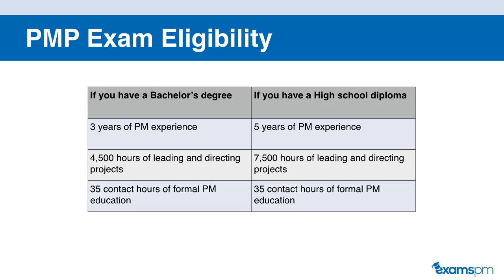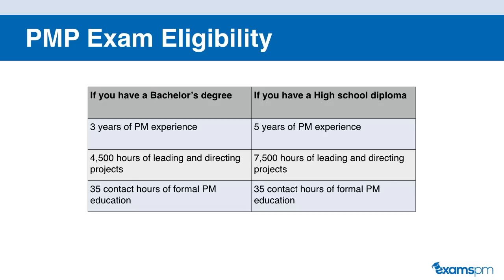At least 3 years in the past 8 years, and then you also need 4,500 hours of leading and directing projects. So the timeline of your first project to your last project has to span a minimum of 3 years, and then during that time frame between your first and last project, you need a minimum of 4,500 hours of leading and directing projects. Your projects can overlap each other.